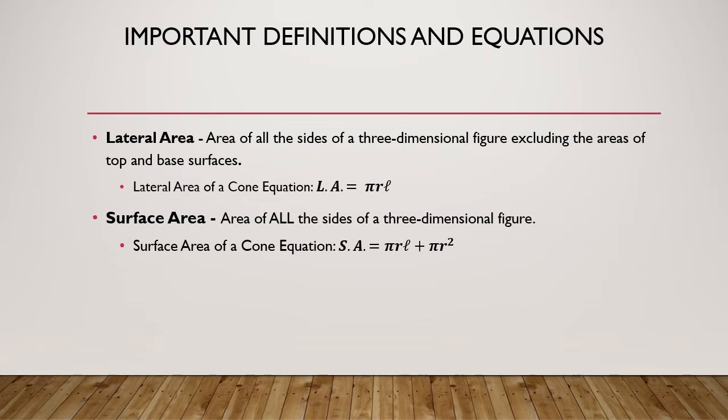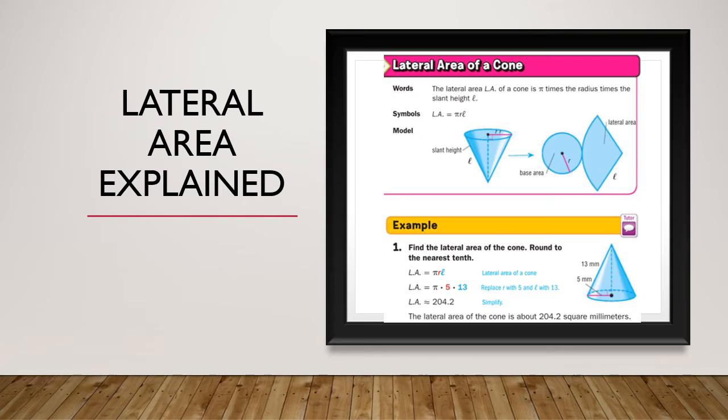The lateral area of a cone equation is LA, which is just standing for lateral area, is equal to pi times the radius times the slant height. The surface area of a cone equation is pi times the radius times the slant height plus pi times the radius squared. If you look at this figure right here, that's a pretty good representation of what the lateral area means. The lateral area, it's got that little line pointing to it, but it's actually excluding the base area, which is the one I just drew the X through.